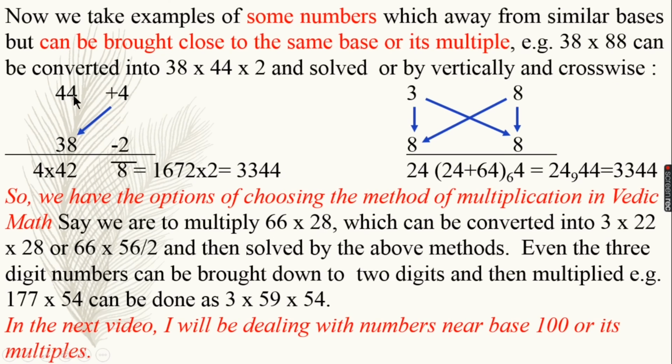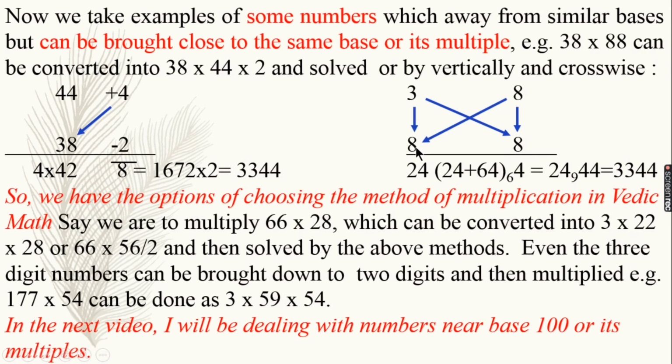If the same multiplication of 38 into 88 is to be done by the method which we have learned earlier, that is vertically and crosswise, let's see how we can do it and how do we get the same answer. So 38 and 88, so 8 and 8 are vertically multiplied, we get 64, 6 is the carry, we cross multiply these numbers. So 8 into 8 is 64 and 3 into 8 is 24. So 6 is to be added, 64 plus 6 is 70. 70 plus 24 is 94. So we put 4 here, and 9 is the carry.